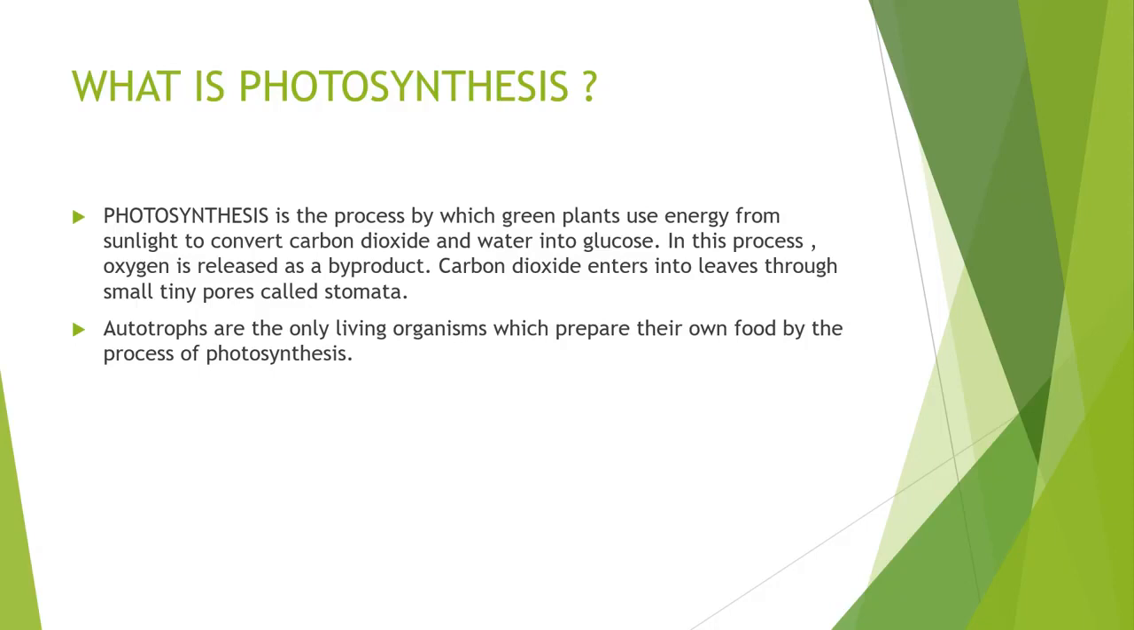Autotrophs are the only living organisms which prepare their own food by the process of photosynthesis. And as you know, carnivores and omnivores, which are in the other category of organisms, depend on the plants indirectly. So you can say they depend on the process of photosynthesis indirectly for their nutritional demand.